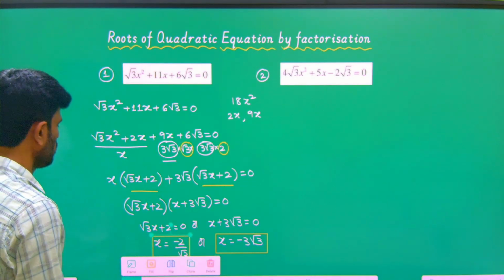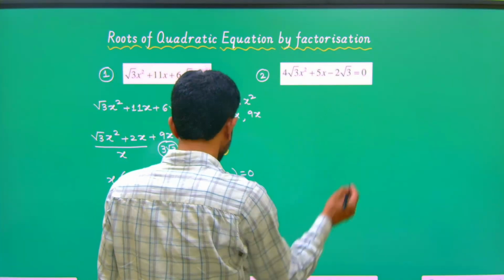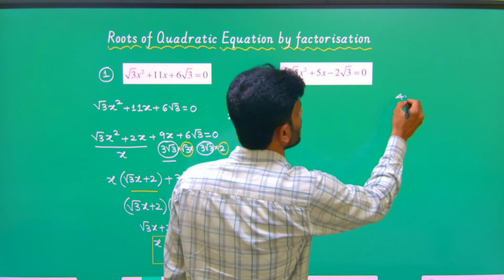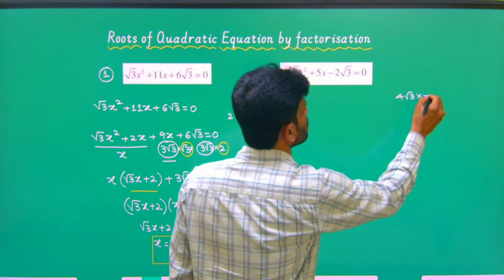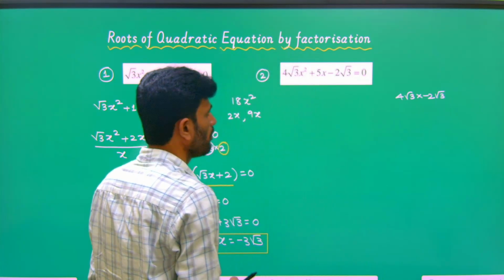Hope you understood this. Now let's see the next one. Next, one more problem. Here also we have to multiply the first and last terms first. We have to multiply 4 root 3 x square and minus 2 root 3.